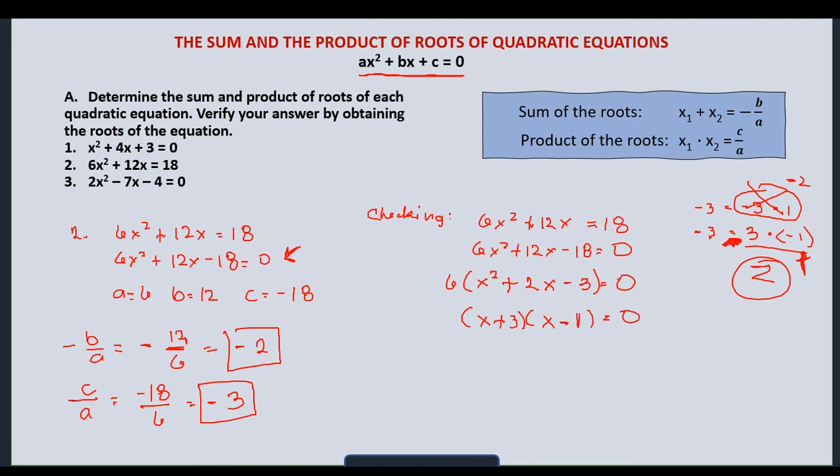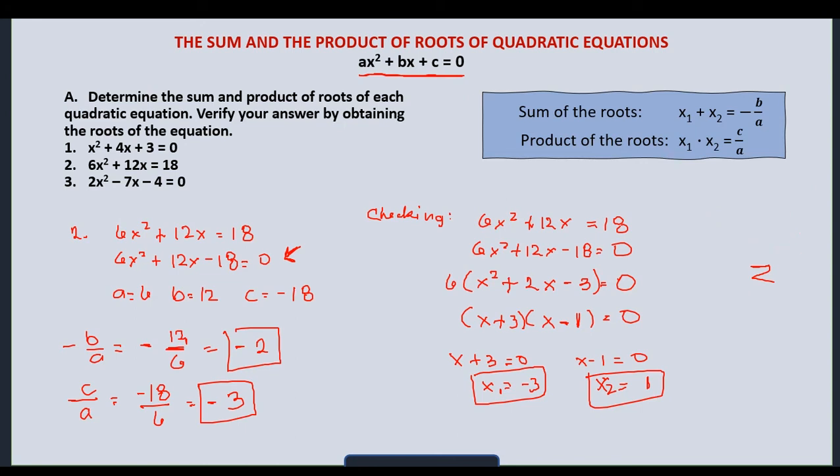Applying the zero product property, we're going to have x plus 3 equals 0, and then the other one is x minus 1 equals 0. Applying APE, x equals negative 3 for our x sub 1. For our x sub 2, we're going to have positive 1. Now, we have obtained the roots. So our roots are negative 3 or positive 1. Let's erase this scratch.